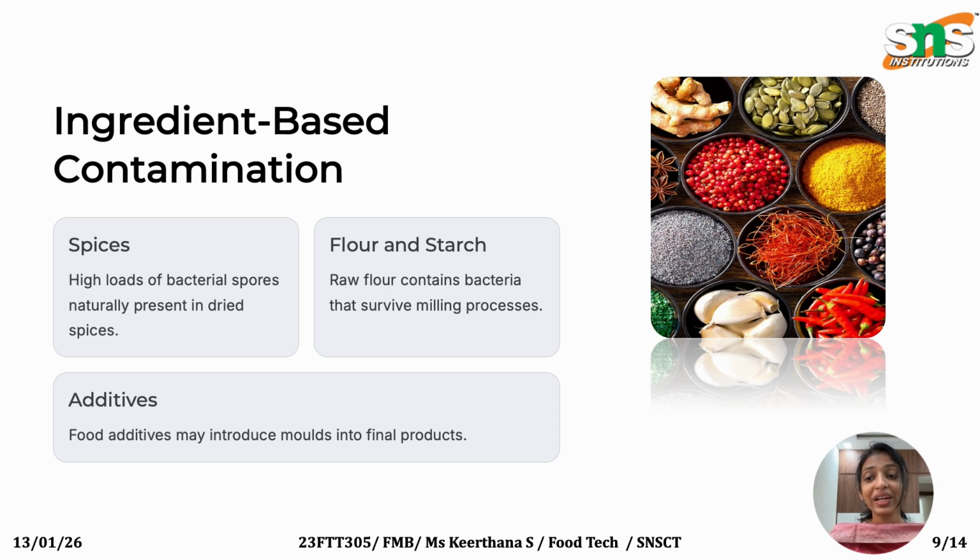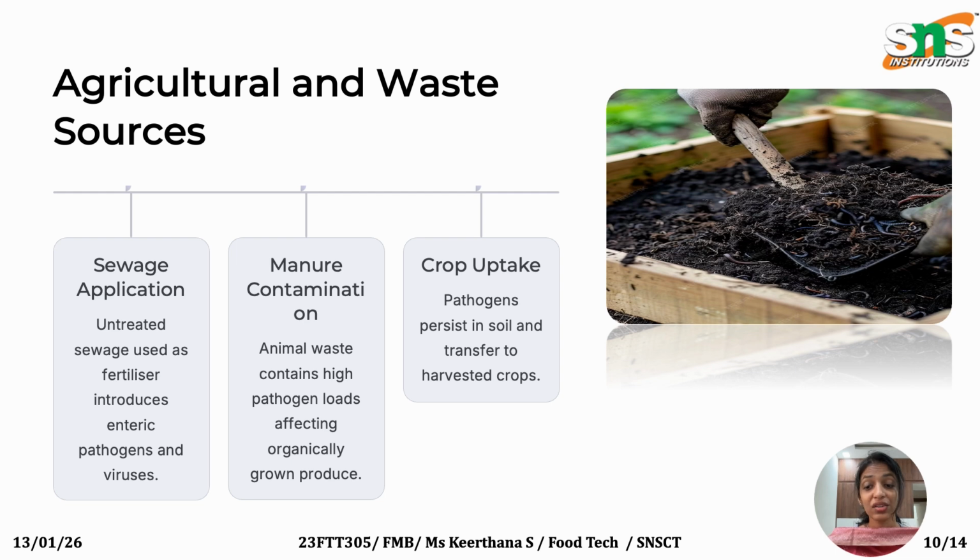And then we have ingredient-based contamination. Even ingredients can introduce microbes. Spices contain bacterial spores, raw flour has microbes, and additives may contain molds. We also have contamination through pests to the ingredients. Agricultural waste and effluents are another source: sewage-based application, manure contamination, and crop uptake. So pathogens persist in soil and they can transfer to the harvested crops, which can result in contamination.